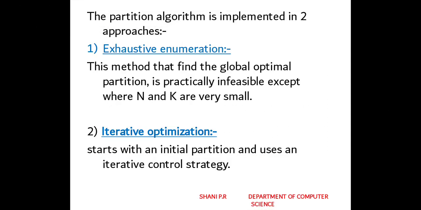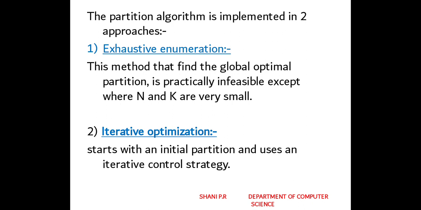So the partition algorithm is implemented in two approaches. The first is exhaustive enumeration. Here this method finds the global optimal partition, which is practically infeasible except where n and k are very small. The next one is iterative optimization, which starts with an initial partition and uses an iterative control strategy. Here, these are mainly used when measuring the particular elements in a cluster.